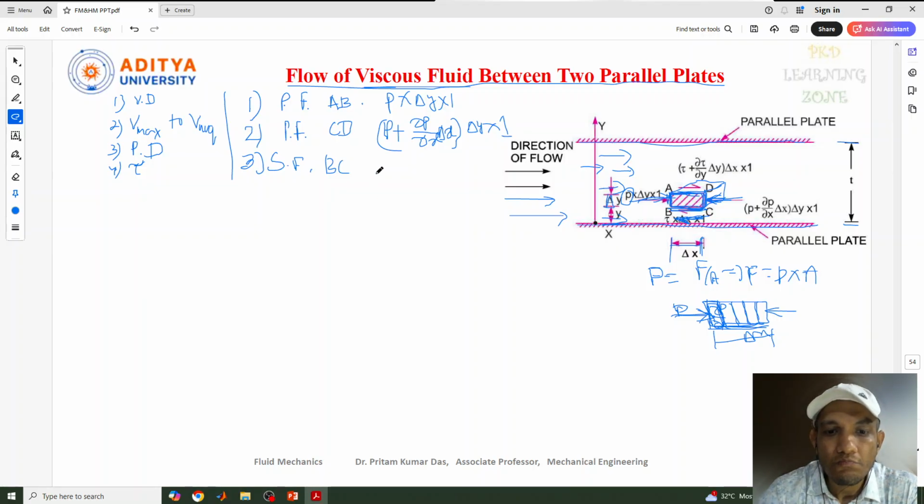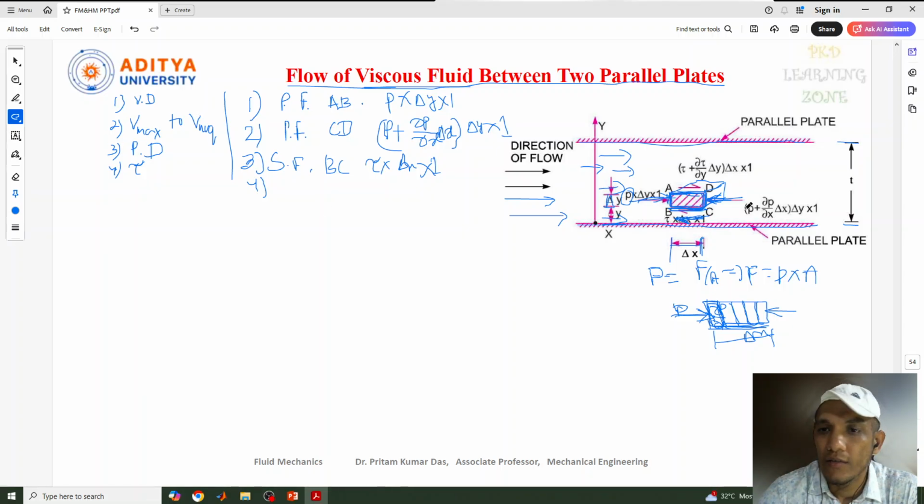So what will be the forces here? Shear force. I can write tau, where tau is the shear stress. Again similar thing, stress equals force by area. So the shear force is stress into area. The shear stress is tau. Again we need to consider the area: the length along with the width. The length is delta X and the width is 1. This is the shear force on the BC surface.